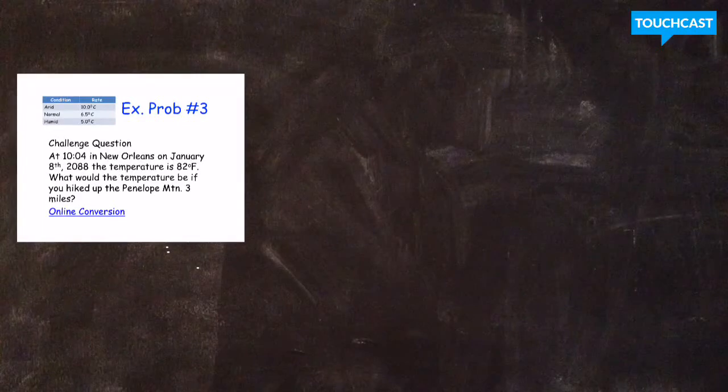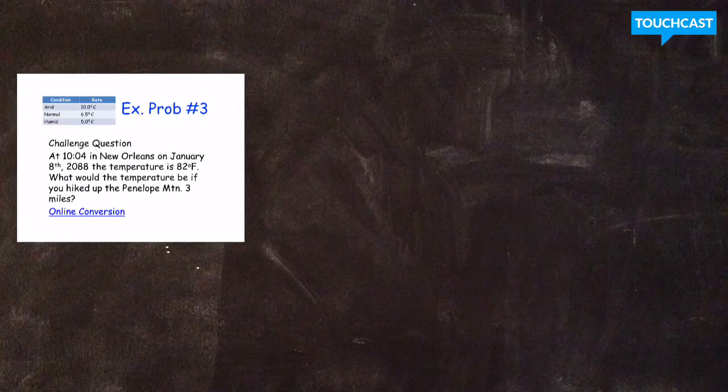Okay, let's do a question that's not so straightforward and a little bit harder. And the question is, at 10:04 in New Orleans on January 8th, 2088, and if you don't know this, New Orleans is pretty close to sea level, the temperature is 82 degrees Fahrenheit. What would the temperature be if you hiked up the Penelope Mountain 3 miles?